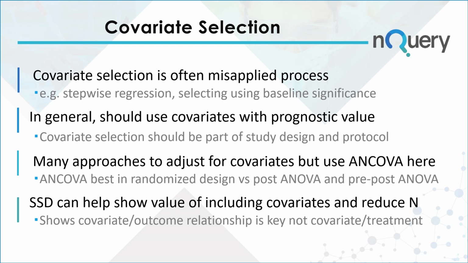So really, covariate selection should be part of the study design process, and indeed part of the protocol for your study. You should be thinking about what could predict, or be related to, or have a relationship with my outcome of interest. Like, let's say, ventilator-free days. What are the things that could influence that? Age, for example. Include them based on that principled clinical perspective.